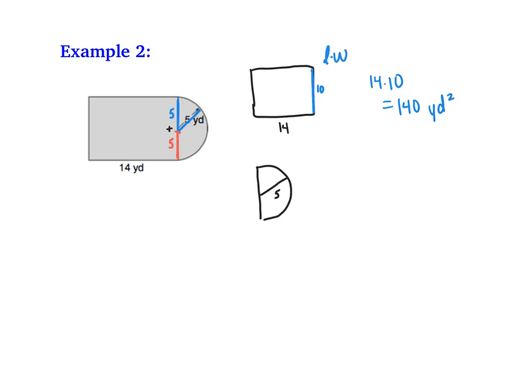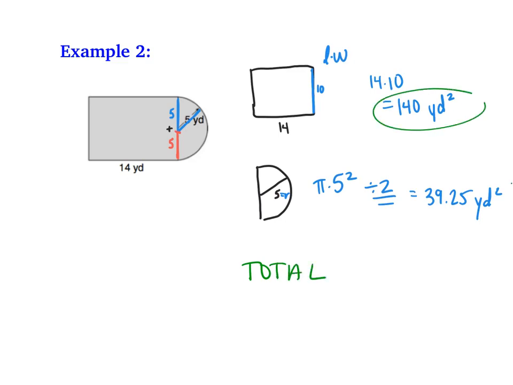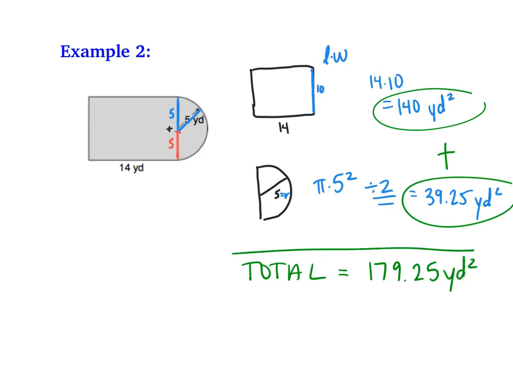Next, for my half circle, 5 is the radius because it goes to the center. So pi times 5 squared, I'm going to use 3.14. And then I have half of a circle, so I'm going to need to divide that answer by 2. So that half circle would have an area of 39.25. Again, the total area would come from those two pieces added together. So 140 plus the 39.25, giving me a final area of 179.25 square yards.